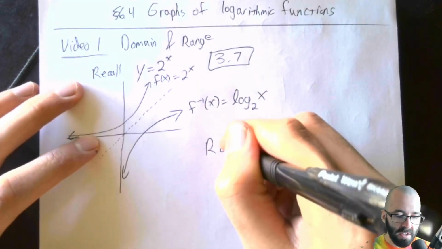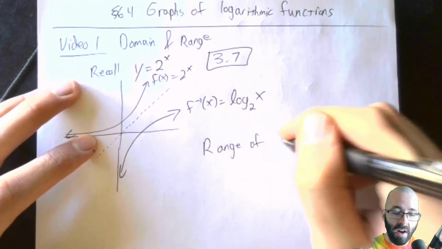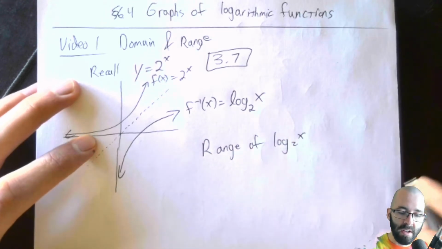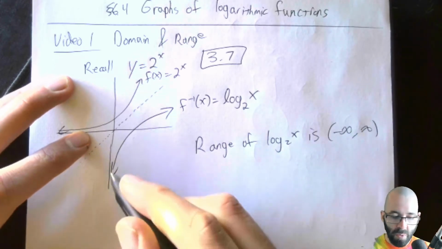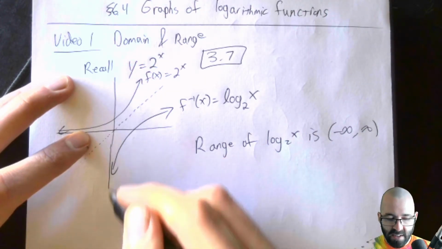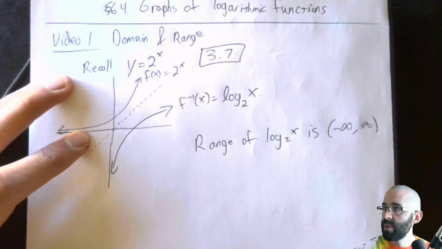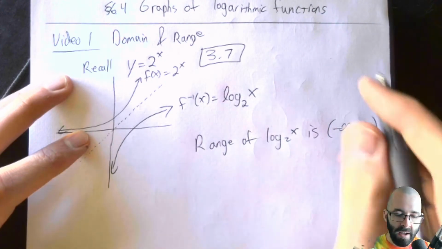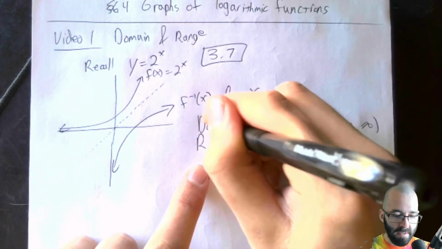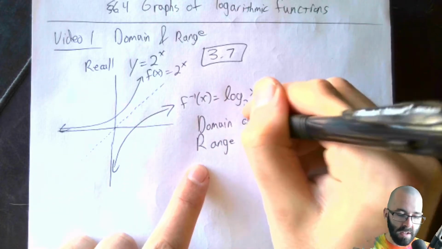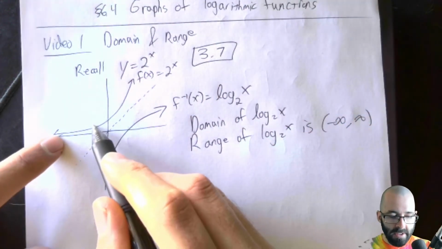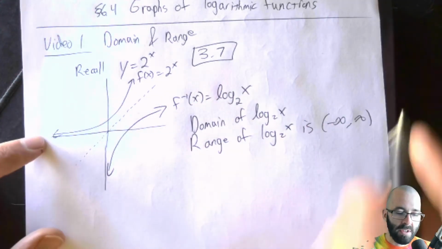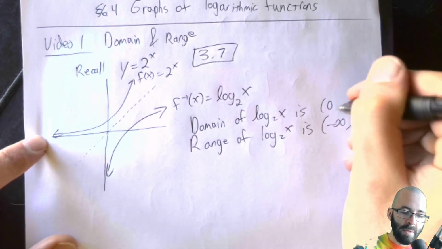So the range of any log function is all real numbers. We cover every y value, as small as we want of a y value and as big as we want of a y value. Okay? And the domain is all the x's. And again, the domain of the inverse function was the range of the original function. That's going to be 0 to infinity.